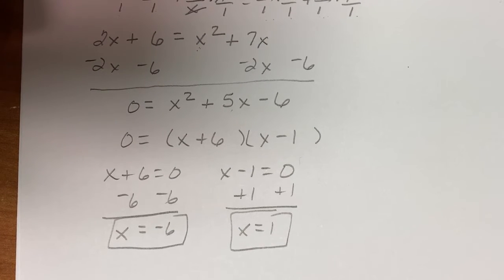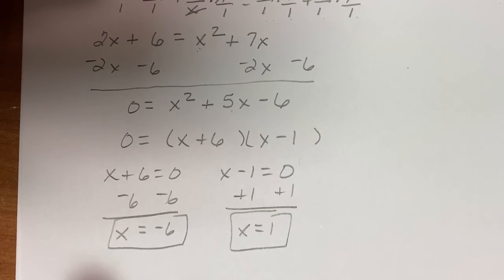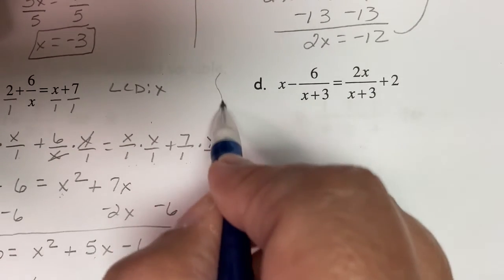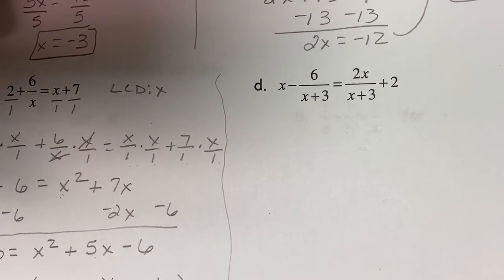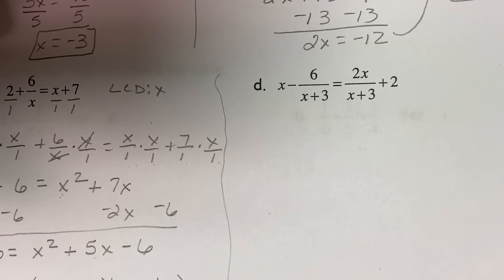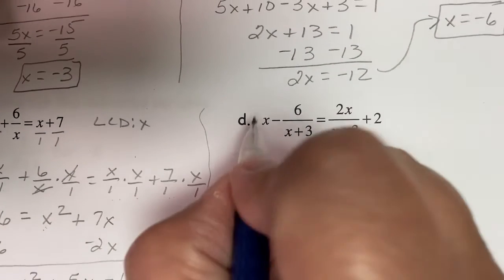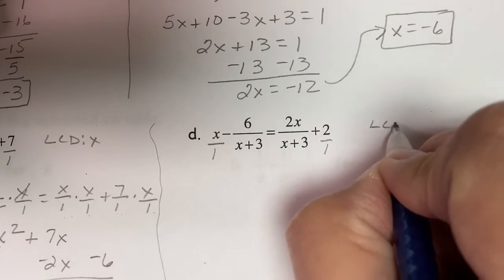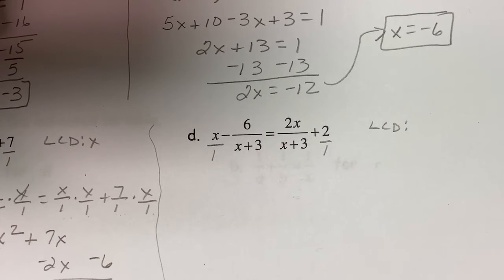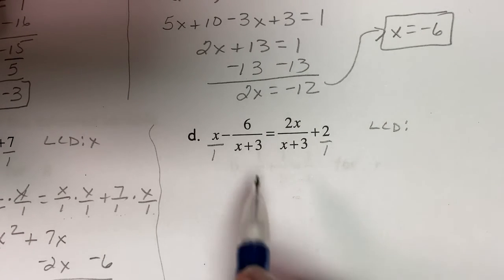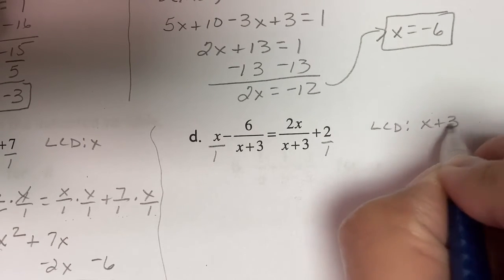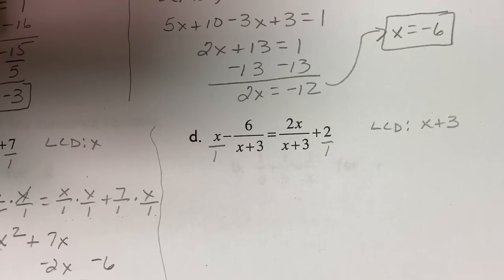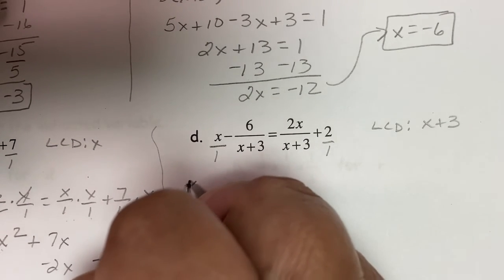So something else that can possibly happen is you could end up having to factor at the end. It all depends on what kind of equation you are faced with once you eliminate the fractions. Okay, so again, this is over 1 and the 2 is over a 1. If I look at all the fractions, what's my lowest common denominator? Hopefully you see that it's just x plus 3. So now we are going to multiply every term by x plus 3 over 1.